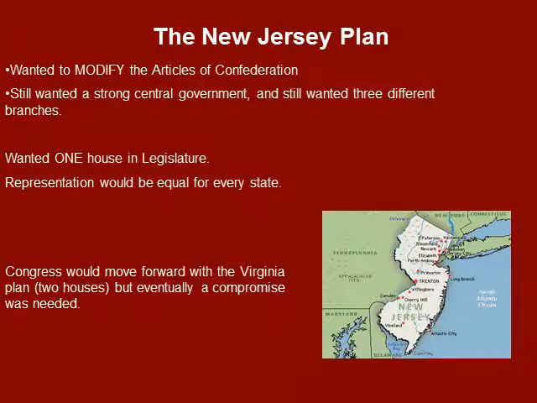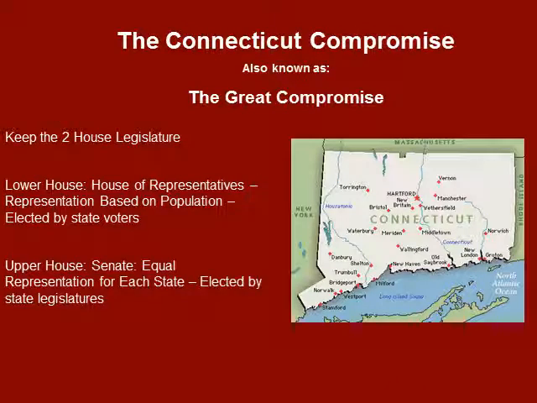So the Constitutional Convention would move forward with the Virginia Plan, saying that we wanted two houses, but they eventually realized that in order to get a workable document that would have enough support from the 13 states, they needed a compromise. That compromise was known as the Connecticut Compromise, or we also call it the Great Compromise, which basically combined the two plans.